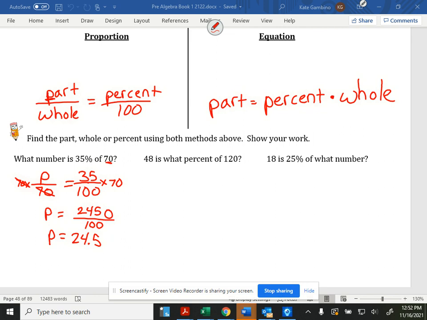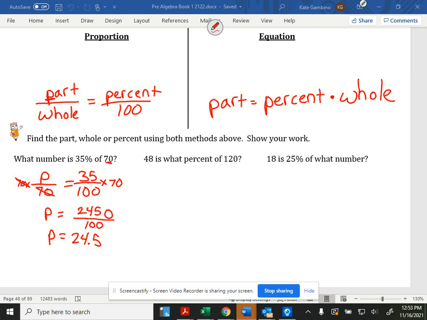24.5. So that is the part. 35% of 70 is 24.5. So you can set it up as that proportion. If we're going to do it using the equation, we're going to set it up.